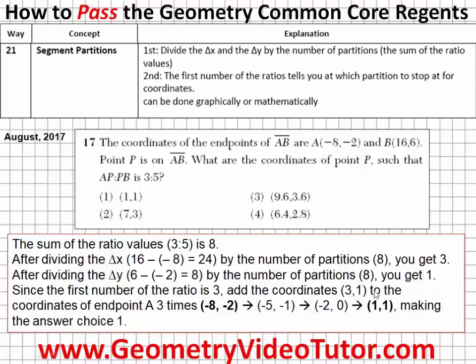So 3, 1, that's how many places you're going to move the x. That's how many places you move the y. So we move 3 on the x, 1 on the y. We do it 3 on the x, 1 on the y, and we're going to do it a third time because the first number tells you when to stop. And the answer is choice 1, 1, 1. And that's it. That's how you use way number 21 to answer segment partition questions correctly.